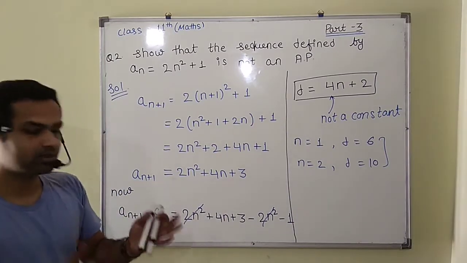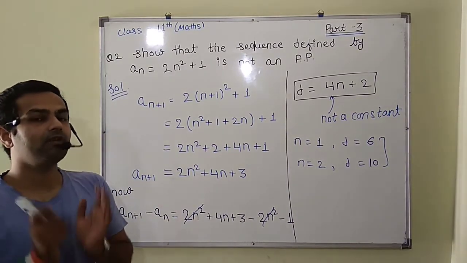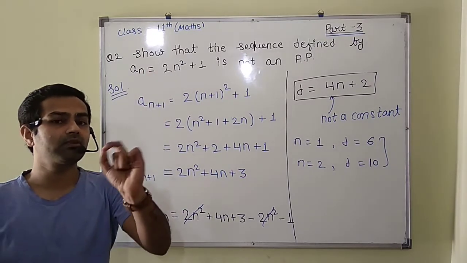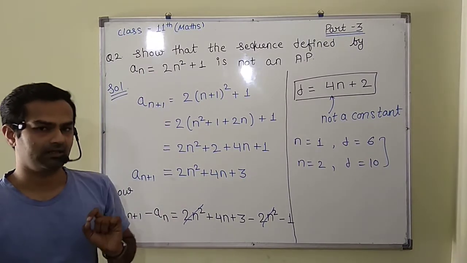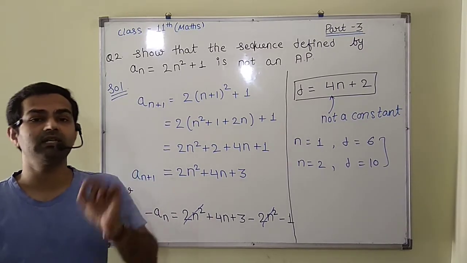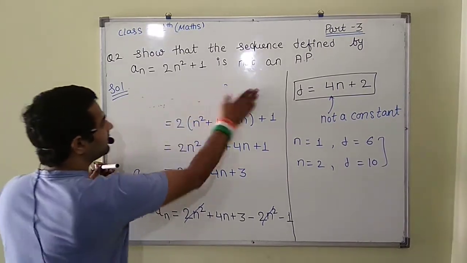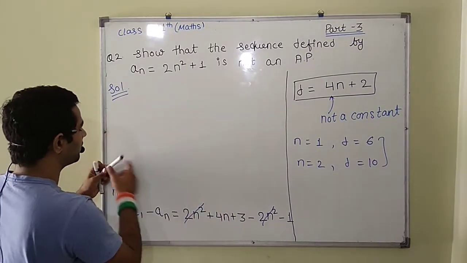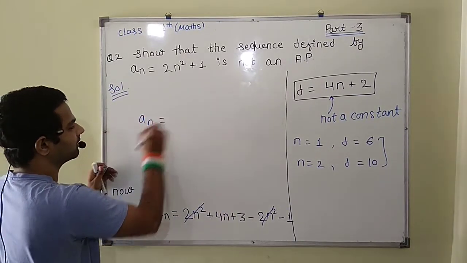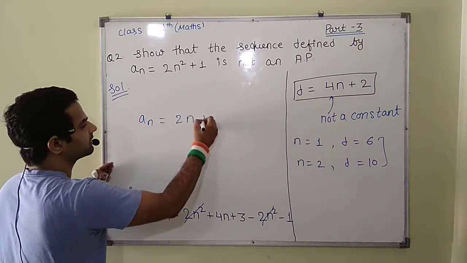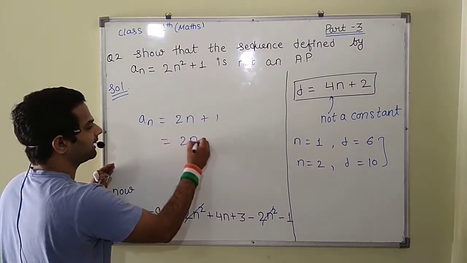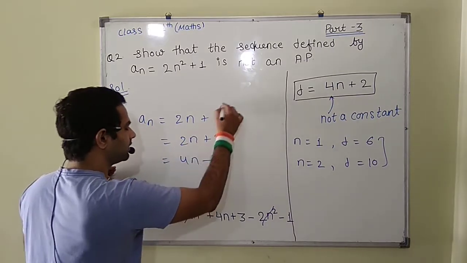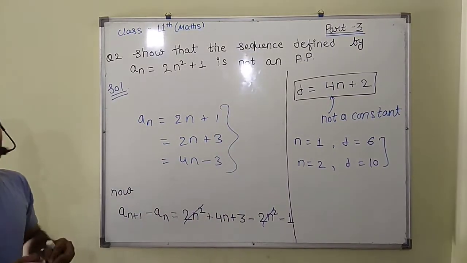Okay, so to generalize the statement, if any an is in the form of a linear equation of first order, then it represents an AP. For example, what do you mean by linear? The power of n is 1. If the power of n in the sequence is 1, for example, if it is like this or like this, all of these represent an AP, arithmetic progression.